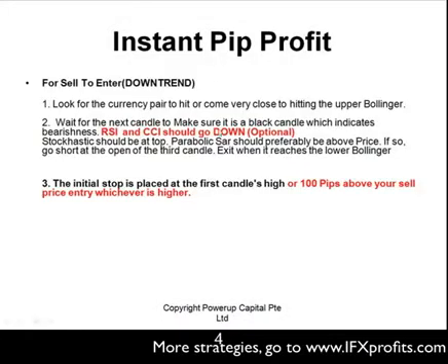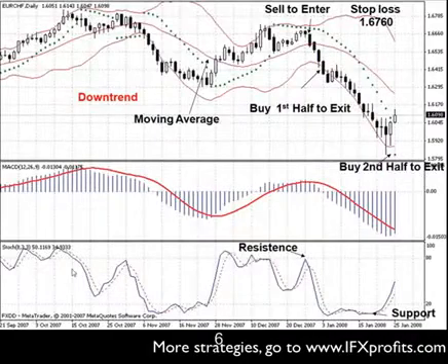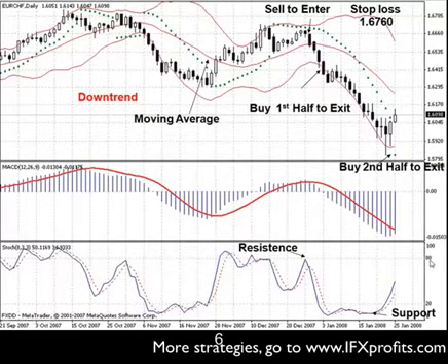Now RSI and CCI should go down. Now this is optional, so we'll look at this slightly later. Stochastics should be at top. So if you see over here, this stochastics, it is right now at the top. When I say top, means 80 levels.